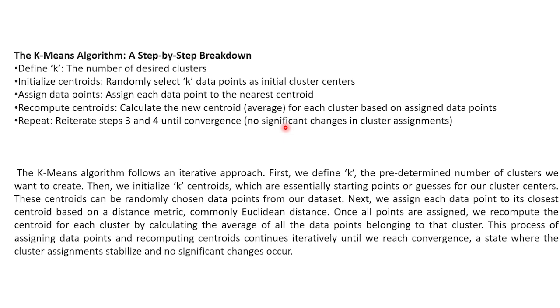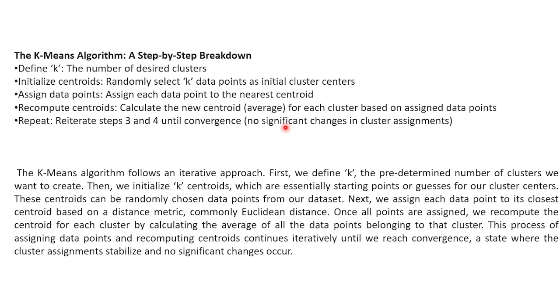This is the tricky part. We need to cross-check again and again that the clusters are not being repeated. There itself we are supposed to stop it. The k-means algorithm follows an iterative approach. First we define k, the predetermined number of clusters. This is the pre-step before entering into k-means clustering: first of all, you need to define the value of k. How many clusters will fit your data? It absolutely depends on the variability. So that is the first step.